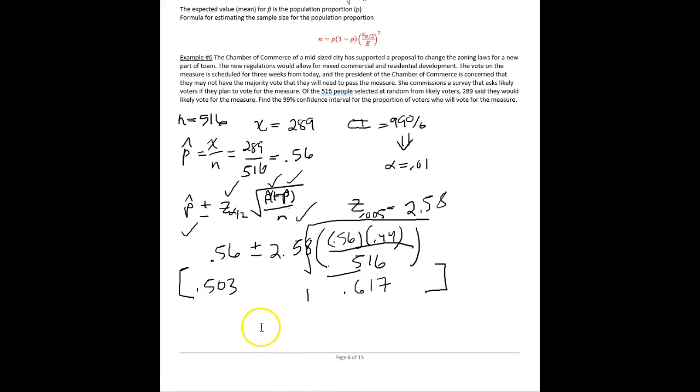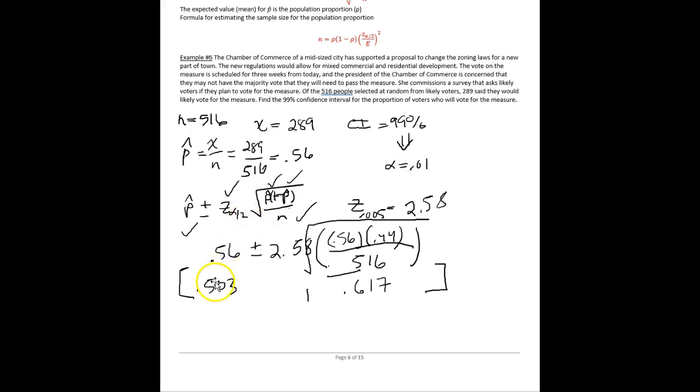Okay, so next example. So that was us doing our confidence interval. Again, what does this confidence interval mean? 0.503 to 0.617. This is where we have 99% confidence that our actual proportion of voters is in this range. So what does that actually mean in terms of the problem?